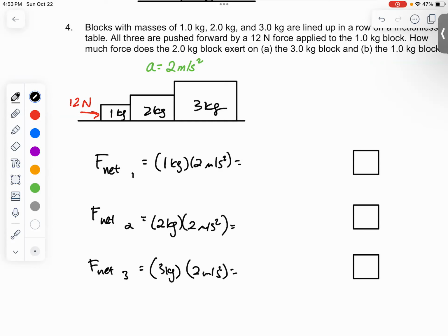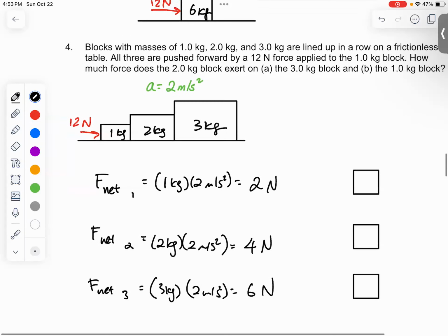All right, so the net force for the first one would be 2 newtons. The second one would be 4, and the third one would be 6. And if you add them all up, it will be 12. Are you surprised that it's equal to 12? That's the total that we applied. So what you could think is, I applied 12 newtons of force, and these 12 newtons of force will be distributed throughout these 3 objects proportionally.